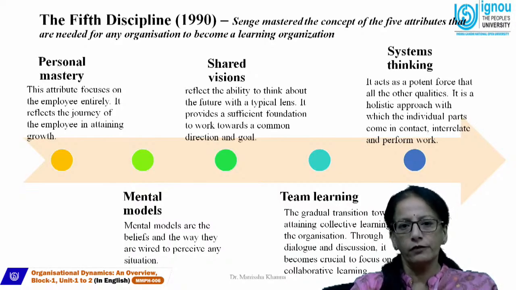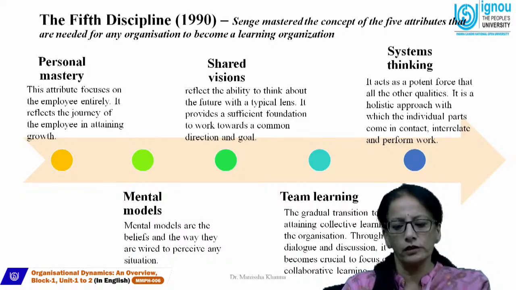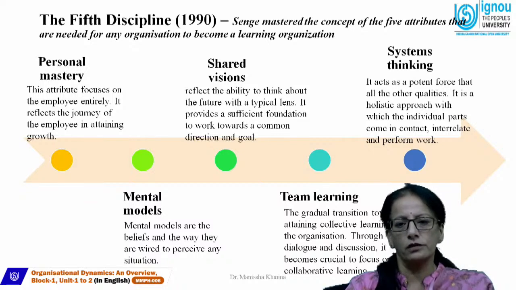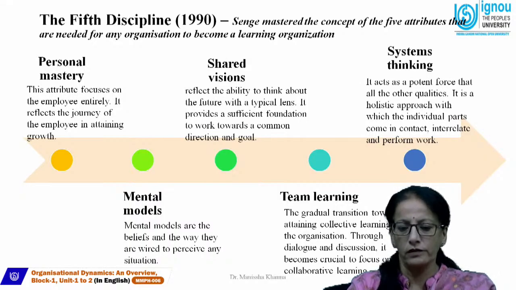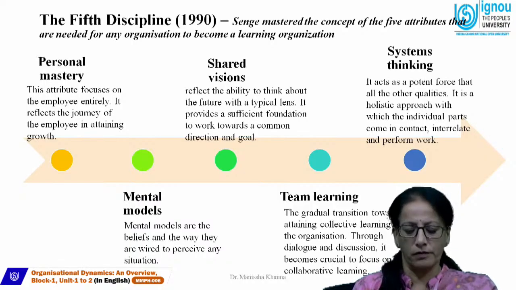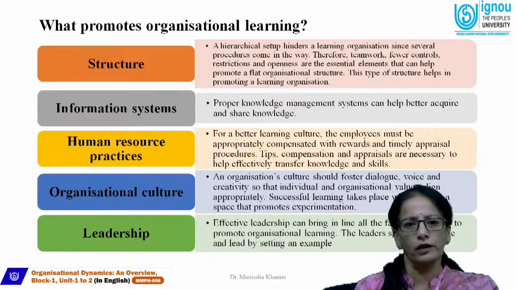And finally, the fifth discipline is systems thinking. Systems thinking acts as a potent force with all the other qualities. It is a holistic approach, where all the individuals, the employees' capacities and their capabilities, come together and interrelate to perform the task in a holistic manner. So these are the five disciplines needed to become a learning organization.